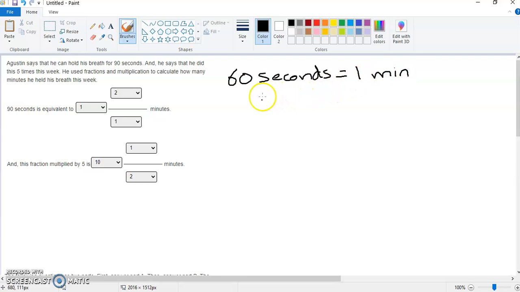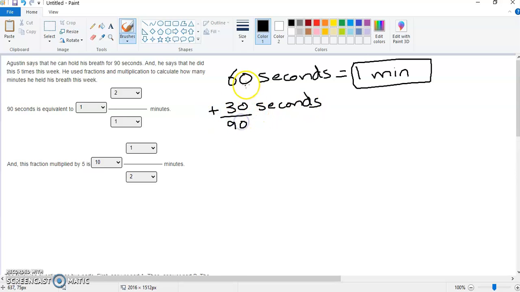So if we know that he's holding his breath for 90, we know that he's holding his breath for at least 1 minute, right? So we have 1 minute, plus another 30 seconds, because 60 plus 30, that's 90. So he holds his breath for 1 whole minute plus another 30. And what do we know about 30? Think about it. 30 is 30 seconds out of a total of 60 seconds.